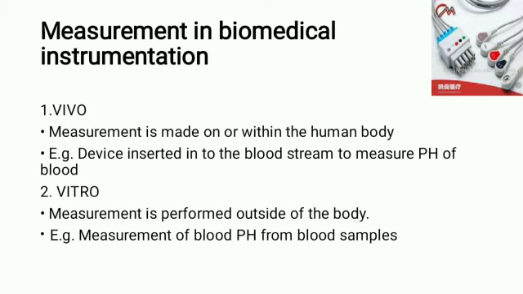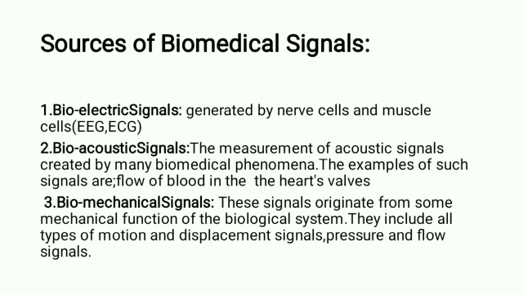Measurement in biomedical instrumentation system. There are two measurements. One is in vivo measurement, another one is in vitro measurement. In vivo measurement means measurement is made on or within the human body. In vitro measurement means measurement is performed outside of the body. The next one is the sources of biomedical signal.